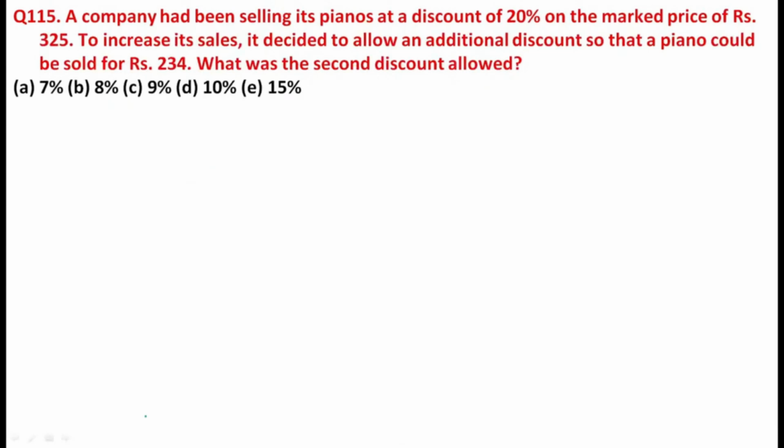The next question. A company had been selling pianos at a discount of 20% on the market price 325. To increase its sales, it decided to allow an additional discount so that the piano could be sold at 234. What was the second discount? See, initially, guys, a company had been selling a piano at a discount of 20% on the market price. So here the market price is 325. Now the first discount is exactly equal to 20%, means 1 by 5th of 325. 5 1s are 5, 5 6s are 30, 5 5s are 25. You can subtract it. 5 minus 5 is equal to 0. Now you can get 325 minus 65 means 260.